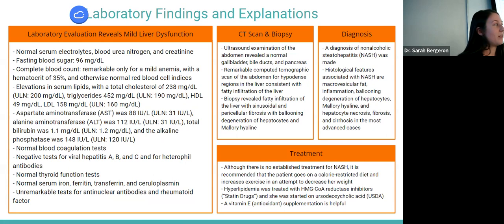Her ultrasound. Before y'all go on, what do you think from that laboratory evaluation, all of the tests they've done? What is the standout? Normal. Yeah, but there are some abnormalities. So what's the big red flag abnormality in that huge long list?